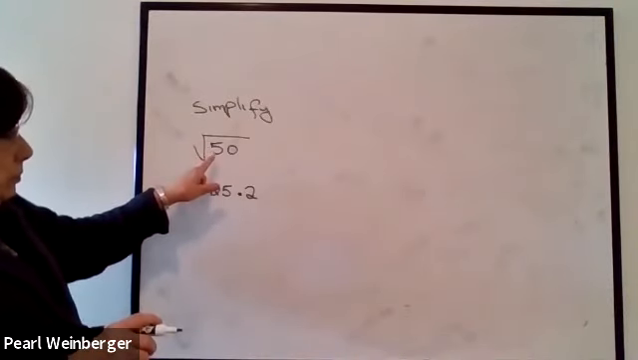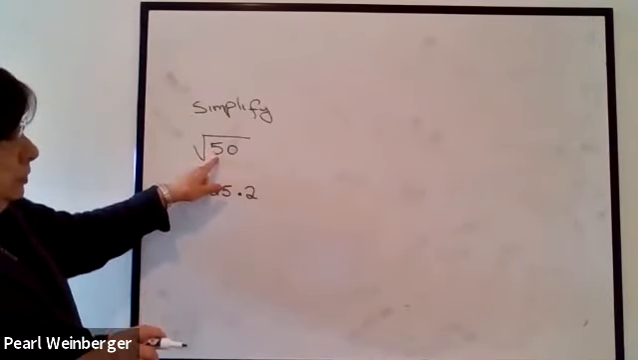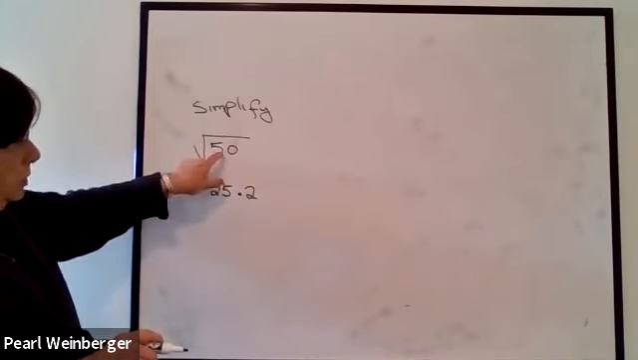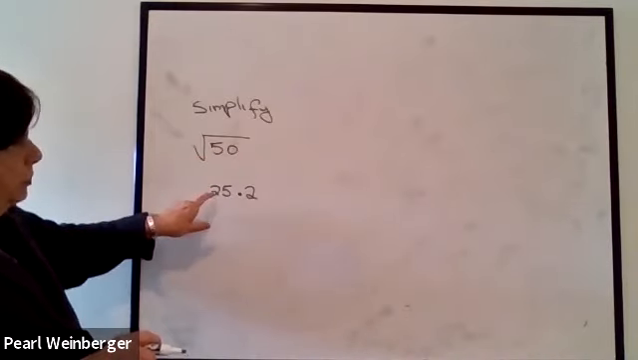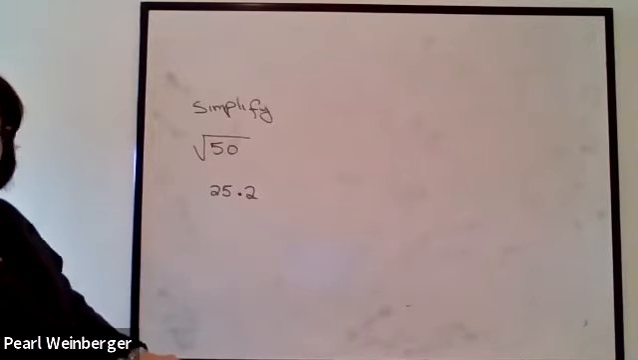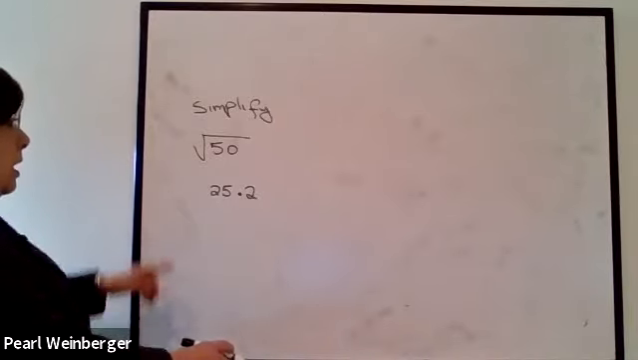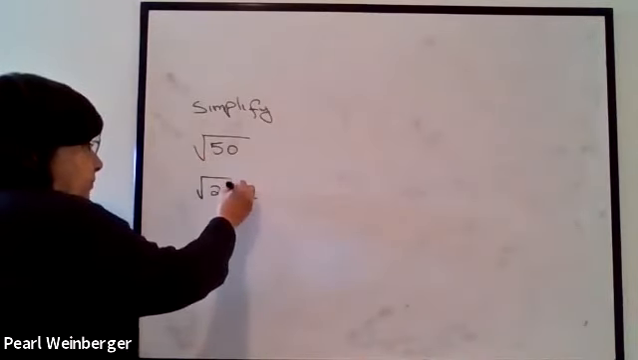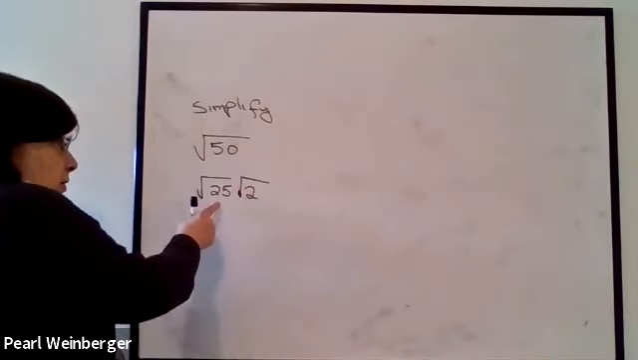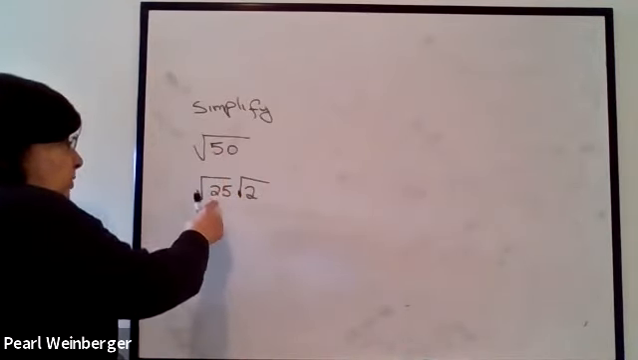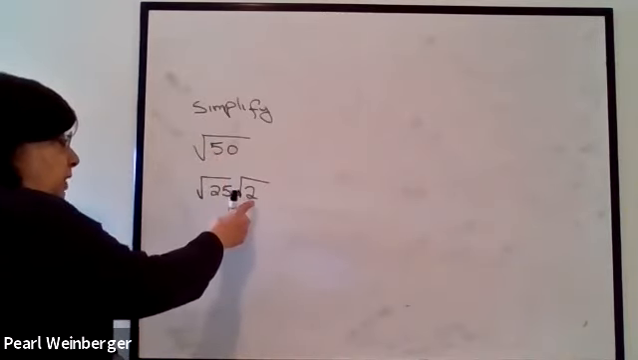Again, make sure when you're trying to do the simplification, you pick the two numbers that multiply to the number inside the radical, and one of those numbers has to be a perfect square. And if you have a choice of numbers, then pick the biggest number that is a perfect square. And break up your square root of 50 into the square root of 25 times the square root of 2. 25 times 2 is 50. We'll break this square root of 50 into the square root of 25 and the square root of 2.